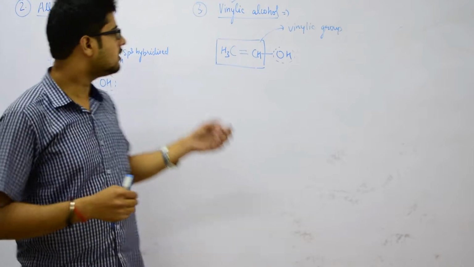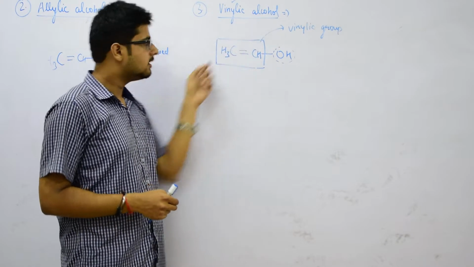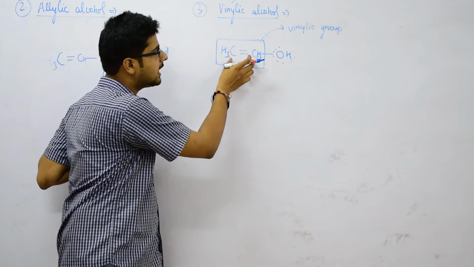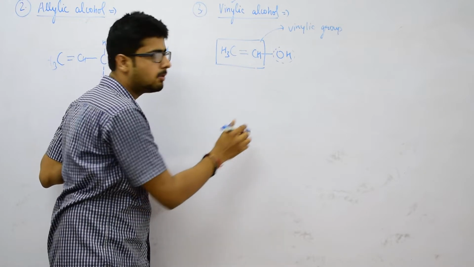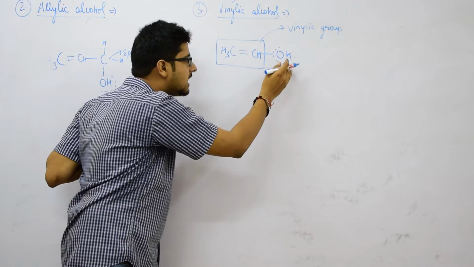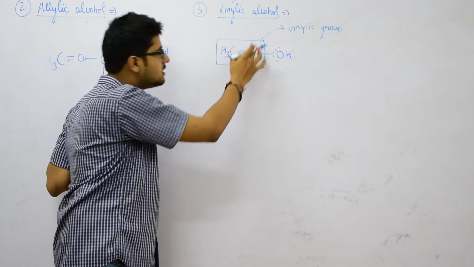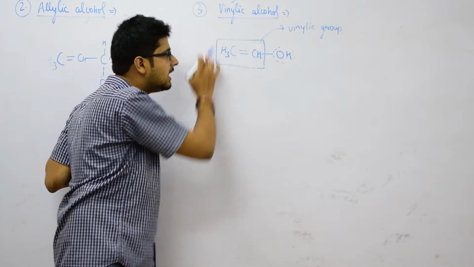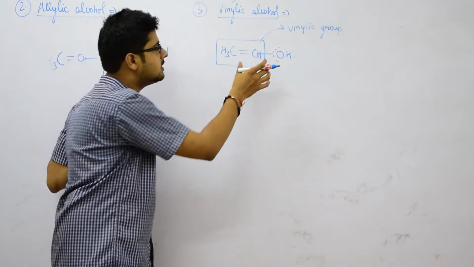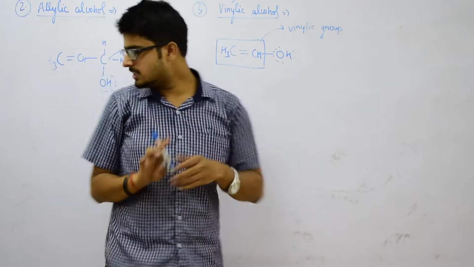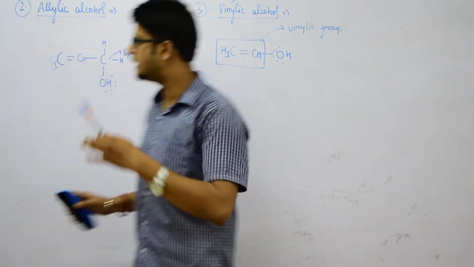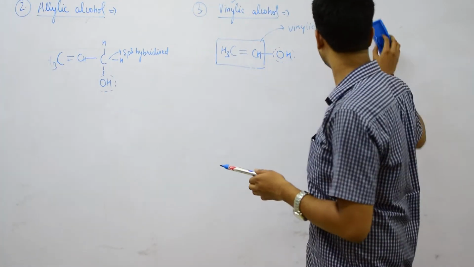The third type of alcohol is vinylic alcohol. In vinylic alcohol we have a carbon-carbon double bond system, and to this carbon-carbon double bond the OH group is directly attached. Since this group is called the vinylic group or vinyl group, this type of alcohol is called vinylic alcohol. So these are the next two types of alcohol, that is allylic and vinylic.